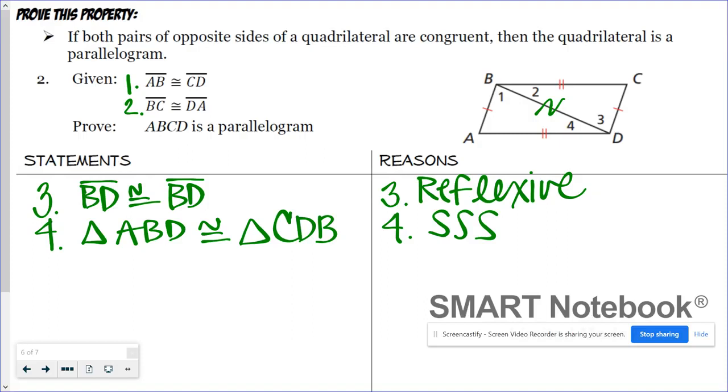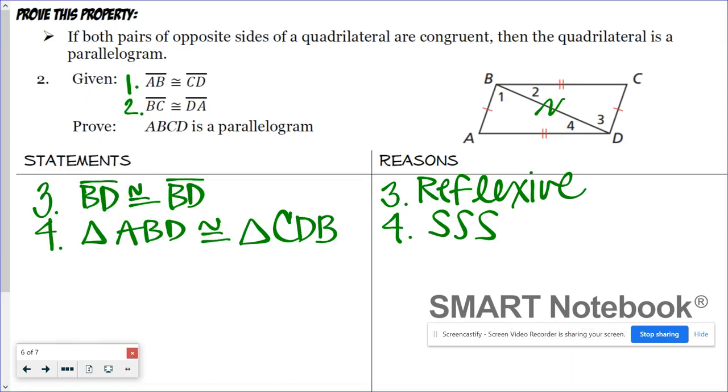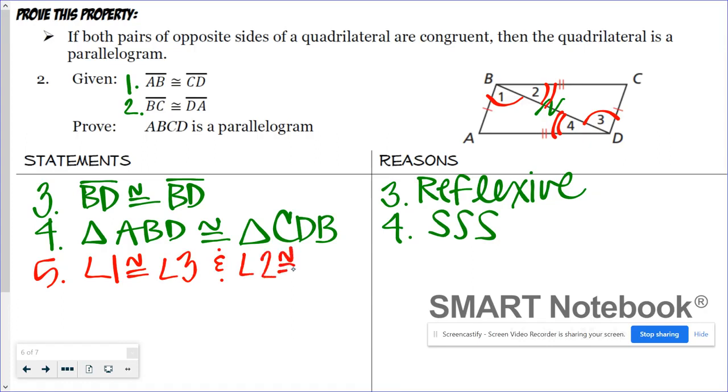So we could use the fact that the angles are numbered for a reason, so they probably want us to use them, right? So we can say angle 1 is congruent to angle 3 by CPCTC. We could say the same thing about angles 2 and 4. So angle 1 is congruent to angle 3, and angle 2 is congruent to angle 4 by CPCTC.